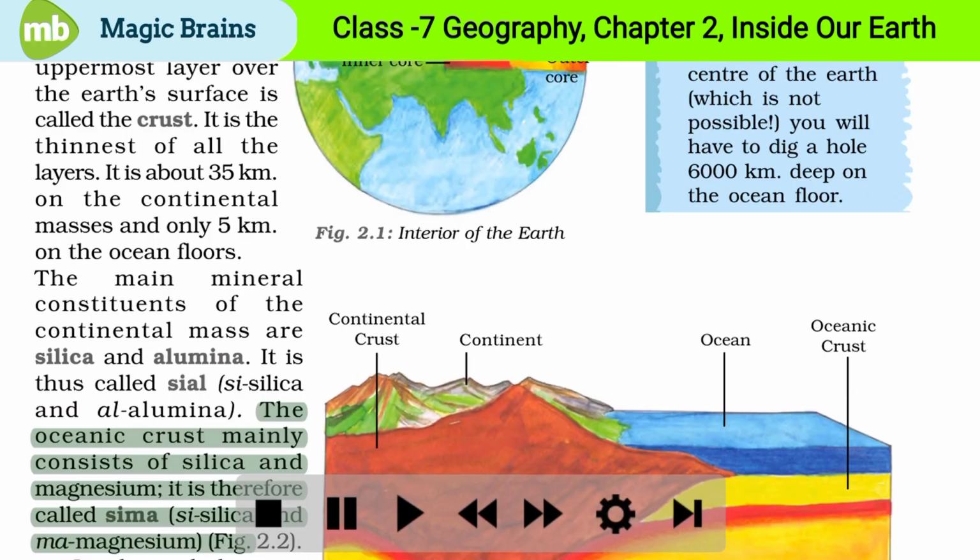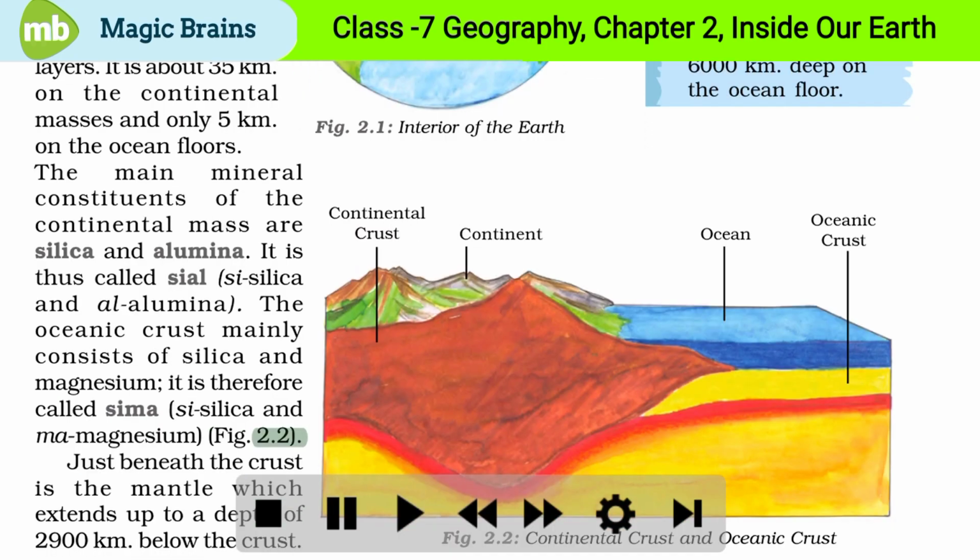The oceanic crust mainly consists of silica and magnesium. It is therefore called Sima, Si from silica and Ma from magnesium. There's a figure on the right side of this showing continental crust and oceanic crust.